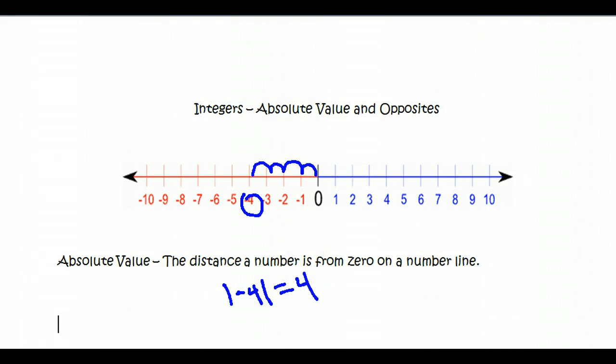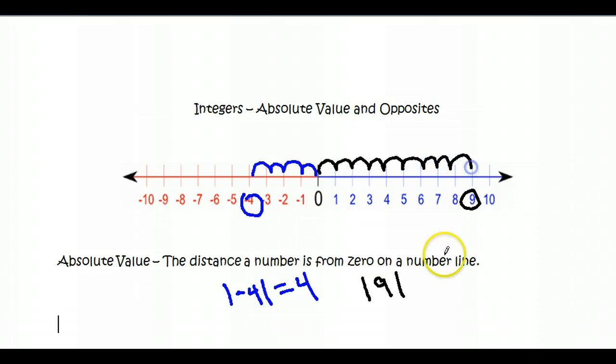If I wanted to find the absolute value of, let's try positive 9. Well, there's positive 9. And my distance from 0: 1, 2, 3, 4, 5, 6, 7, 8, 9. So the absolute value of 9 is 9. Notice both times we get positive answers. And that's what we're always going to get when we're doing absolute value problems. A positive answer, because like I said before, it's a distance.